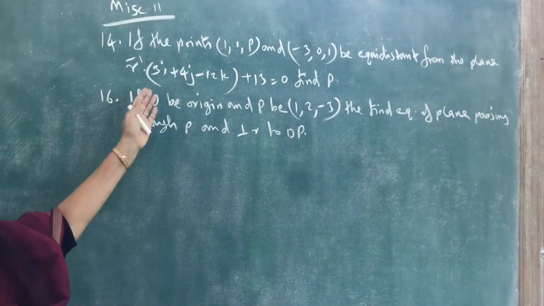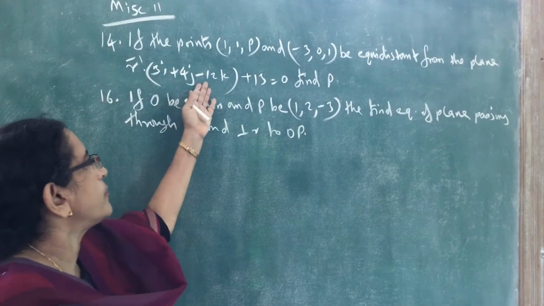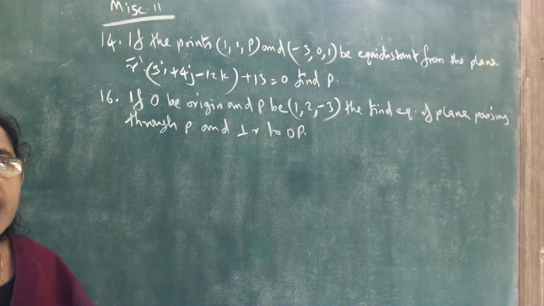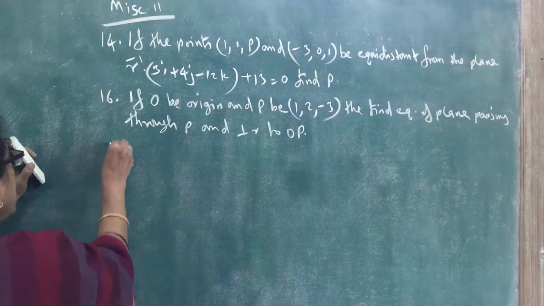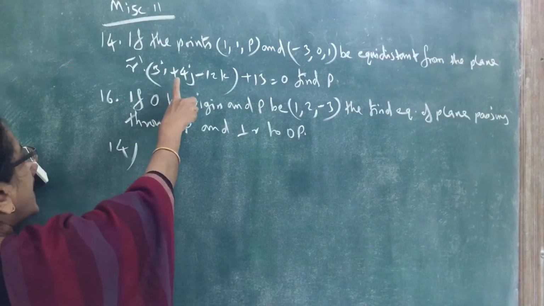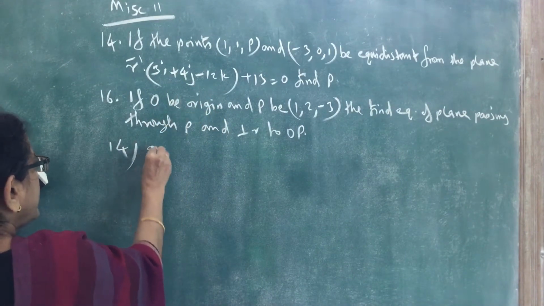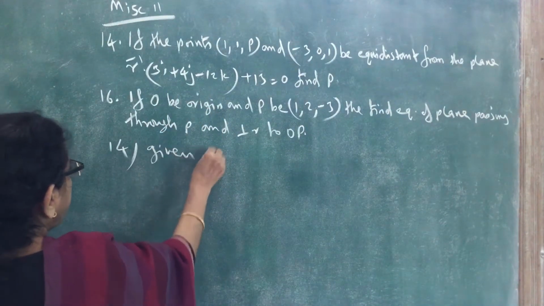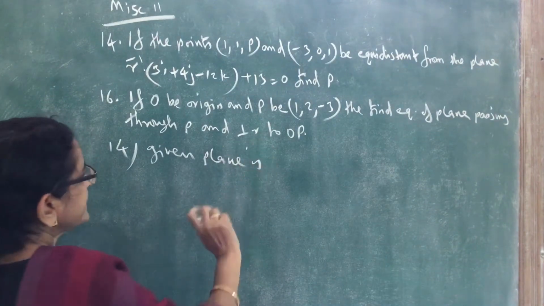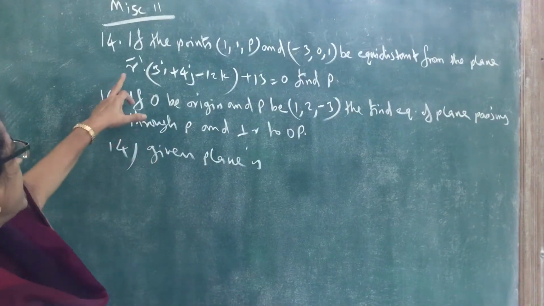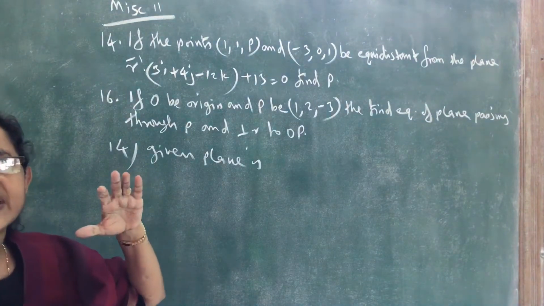First we can convert the vector form of the plane into Cartesian form, so it will be easy. So we can convert the given plane into Cartesian form. Just write here vector r is xi plus yj plus zk.